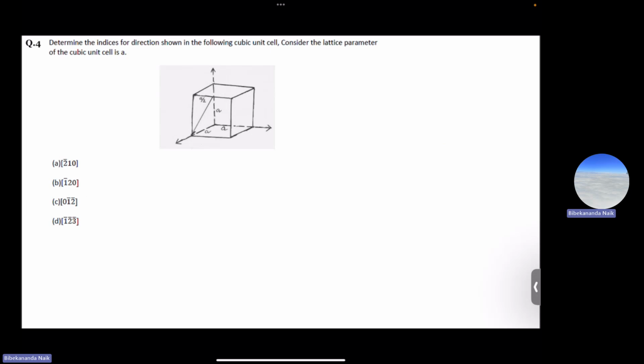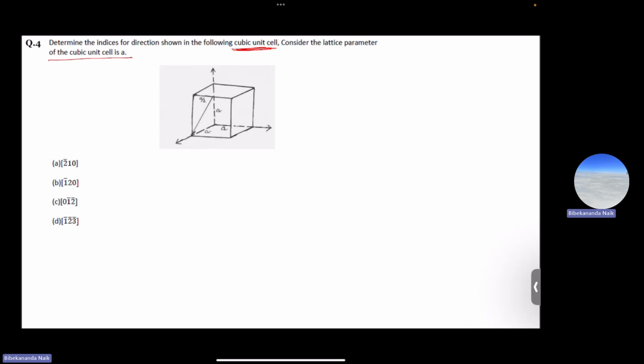Then question number 4. Determine the indices for direction shown in the following cubic unit cell. So this is again a cubic unit cell. Consider the lattice parameter of the cubic unit cell is A. And the options are -2, 1, 0; -1, 2, 0; 0, -1, -2; -1, -2, -3. So this is also an interesting question. In this case, the arrow is different, and the direction is also a bit different from the previous questions.